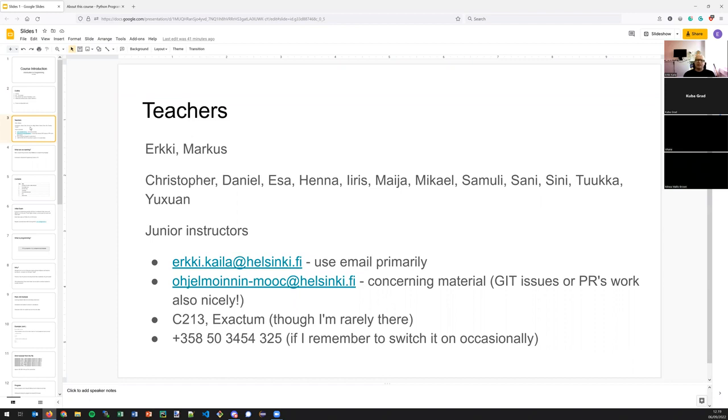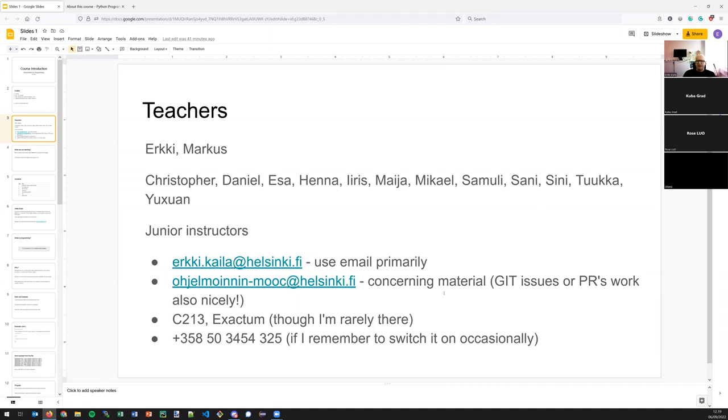And as I mentioned, you will get assistance when needed. We have a lot of teachers participating in this course. My name is Erkki Kaila, and if you want to reach me, email is probably your best option. So just use erkki.kaila@helsinki.fi. This can be found on the course page, for example, and in the material as well, I think. And then there's a more general address.